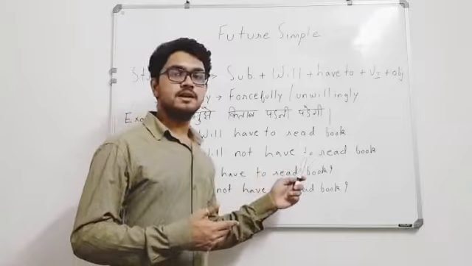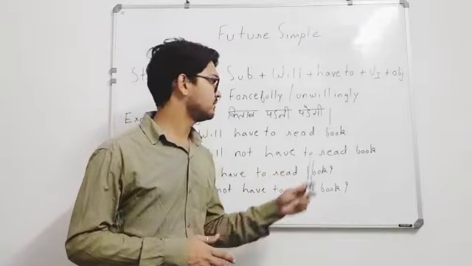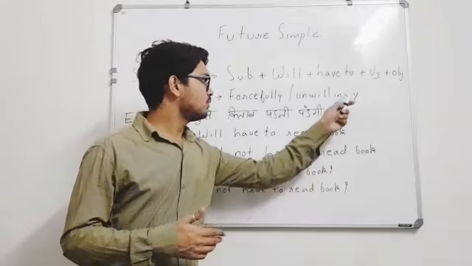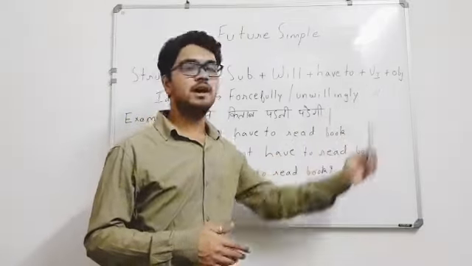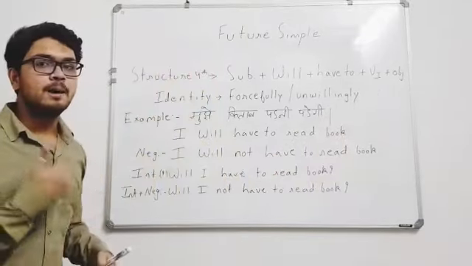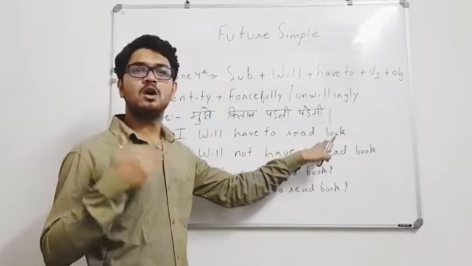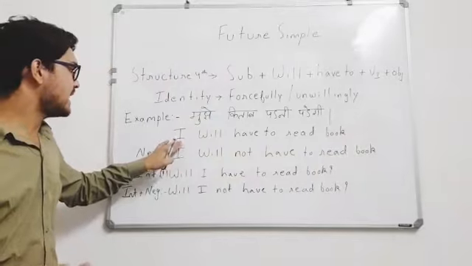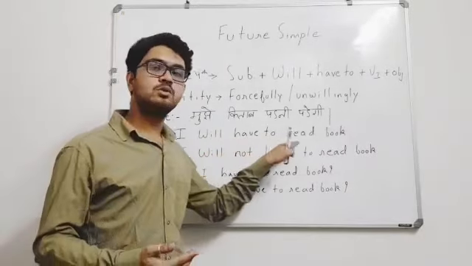The work we are doing in the sentence, the work being done in the sentence, is read. We are going to read a book. Okay, so read is the verb's first form, and after that we have the object. What are we going to read? A book. So that is the object. Just like this we can make the sentence: I will have to read book.